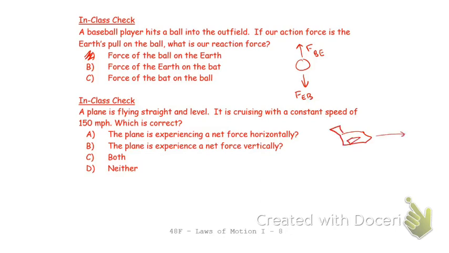Flying straight and level. It is cruising. Cruising means with a constant speed. When you say cruising, you mean a constant speed. It is cruising with a constant speed of 150 miles an hour, 150 mph.